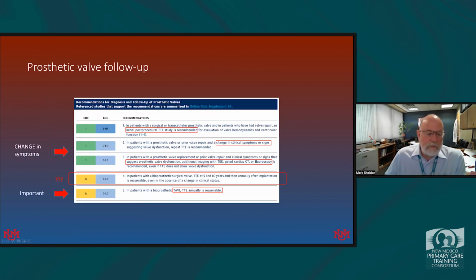Prosthetic valve follow-up. I promised you I'd get here at some point. We'll go through these one by one here. These are certainly anybody that gets surgical or transcatheter valve replacement. They have to have an initial post-procedural TTE, and then usually within 5 to 6 months afterwards. And then any change in symptoms at any time during those patients should warrant an echocardiogram order and follow-up.